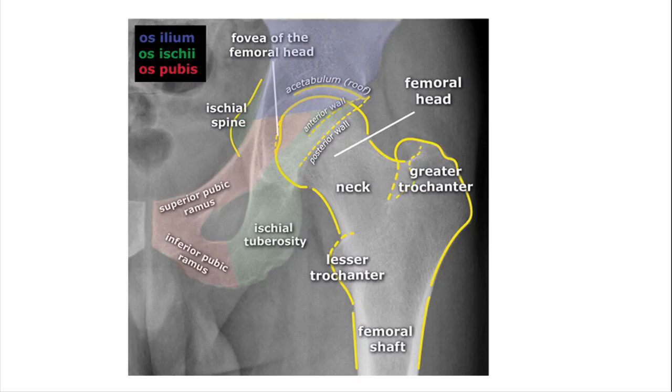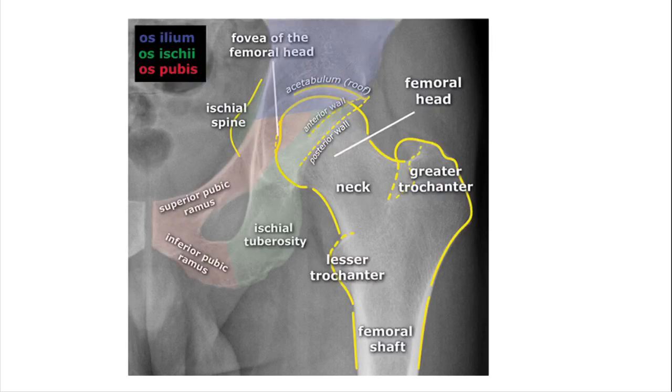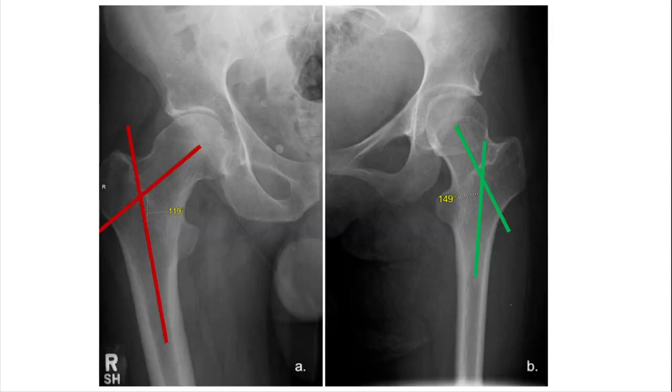One thing I forgot to tell was this, the fovea capitis of the femur. This is that little depression in the head of the femur for attachment of the round ligament of the head of the femur. Okay, coming back to this.